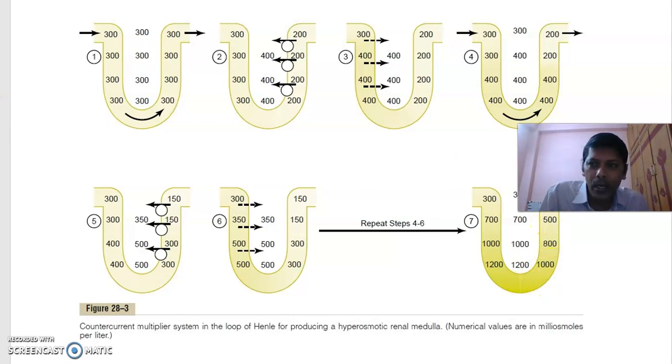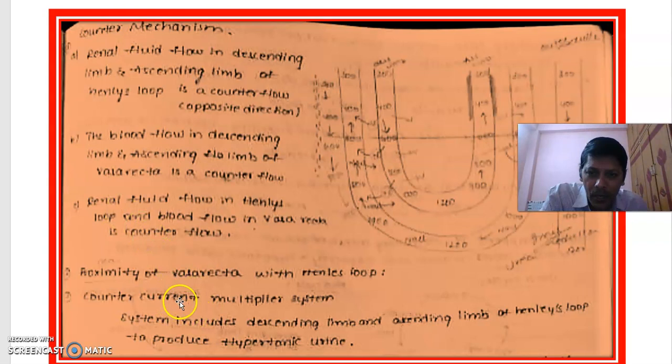The counter current multiplier system I covered in the previous part. I told you in the previous part. Once again I will show you the counter current multiplier system. This system includes the descending limb and ascending limb of Henle's loop to produce hypertonic urine.